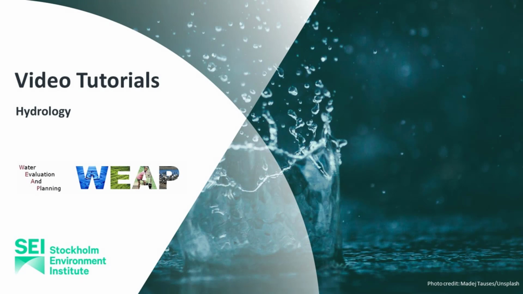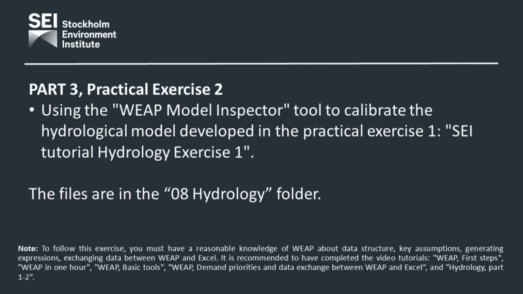Hello, this session is the second exercise of the hydrology video tutorial. We developed a hydrological model using the soil moisture method in the first exercise. We added the rivers, catchments, runoff infiltration links, and stream flow gauges. We characterized the catchments by entering area, climate, and land cover classes. We created key assumptions to manage the hydrological parameters and assigned them to each catchment.